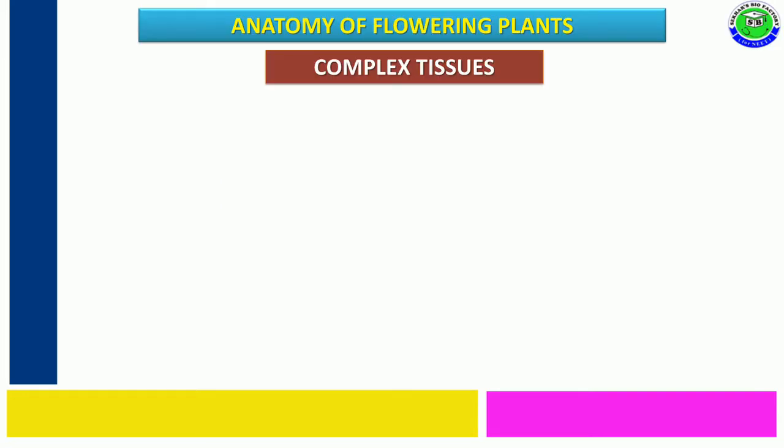In this video, I am going to explain one of the topics in anatomy of flowering plants. It is complex tissues, xylem and phloem as an example.